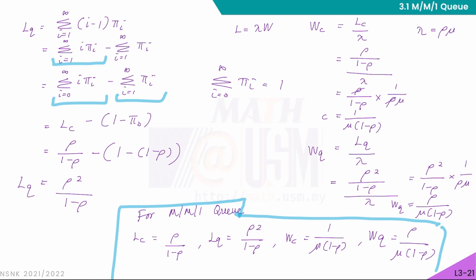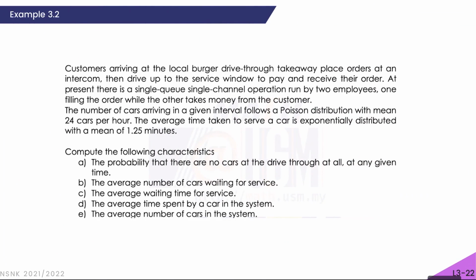Okay, so let us look at an example on how we're going to try and solve this problem. Customers arriving at a local burger drive-through takeaway. Let us look at the information. The number of cars arriving in a given interval follows a Poisson distribution with a mean of 24 cars per hour. The average time taken to serve a car is exponentially distributed with a mean of 1.25 minutes. Okay, let us extract the information.